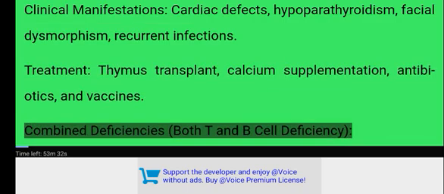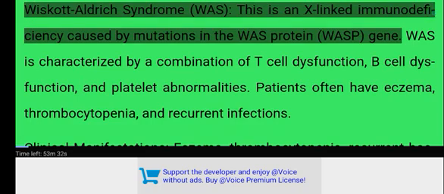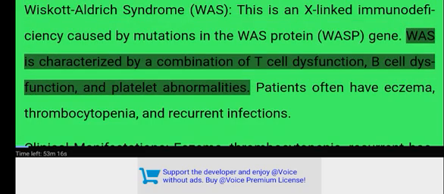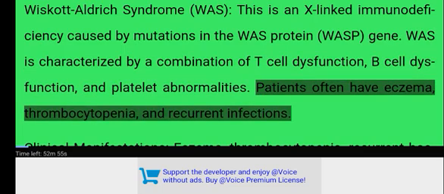Combined deficiencies: both T and B cell deficiency. Wiskott-Aldrich syndrome. This is an X-linked immunodeficiency caused by mutations in the WASP gene. It is characterized by a combination of T cell dysfunction, B cell dysfunction, and platelet abnormalities. Patients often have eczema, thrombocytopenia, and recurrent infections.